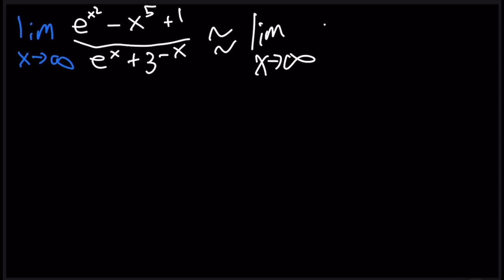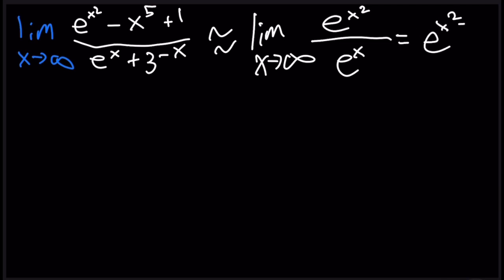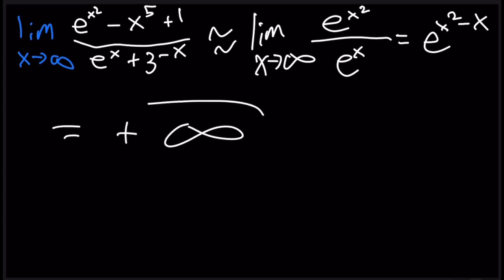So we can leave just an e to the x squared all over, and the denominator, 3 to the x is increasing while 3 to the negative x is actually a decay. So it's just e to the x. This is equal to e to the x squared minus x, and we know that the limit as x approaches infinity of e to the x squared minus x will be positive infinity. And that's all.